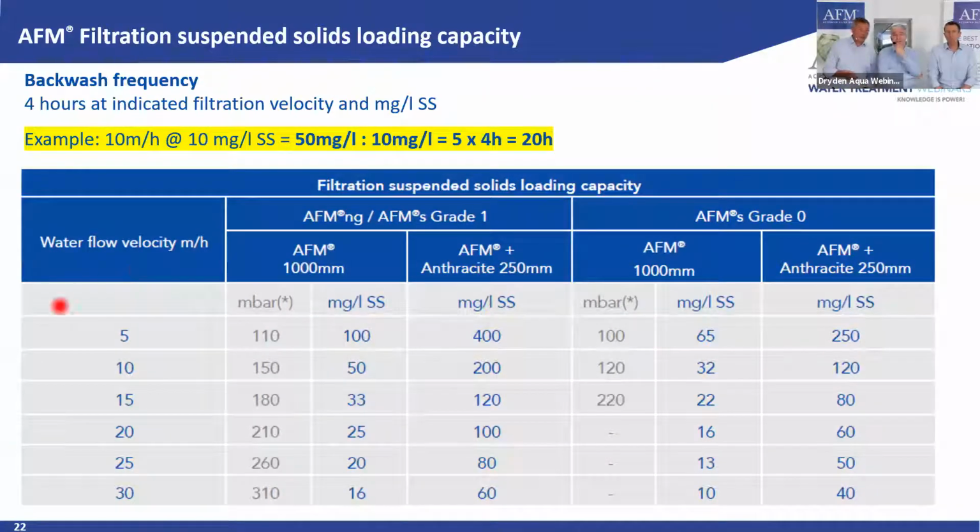So here we have the velocities, and we have different suspended solid removal rates at different velocities. As an example, if we go to 10 meters per hour, then typically you can have 50 ppm of suspended solid load rate that would equal a 4 hour backwash frequency. So if you are at 10 meters and you have suspended solids of 50 milligrams per liter, you would have to backwash the filters every 4 hours.